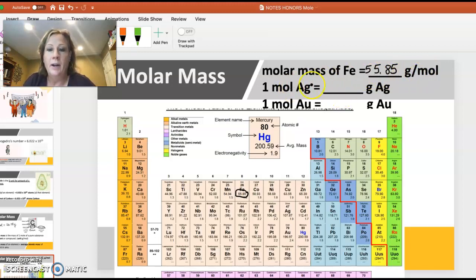Another way is to write an equality. For silver, it's 107.87. There's that many grams in 1 mole. And gold is 196.97 grams in a mole, or we could have said the molar mass of gold is 196.97 grams per mole.